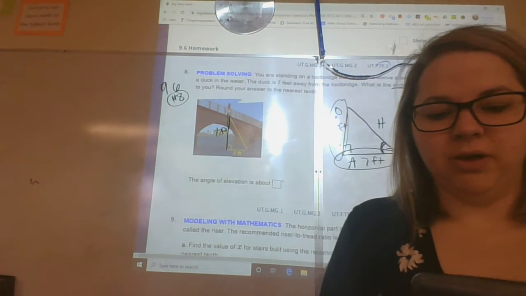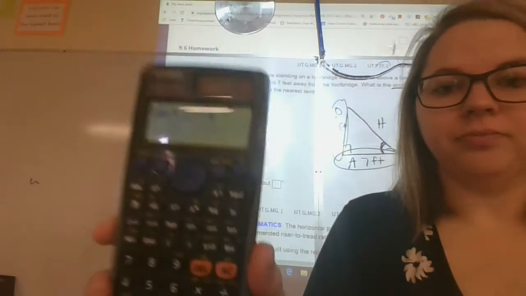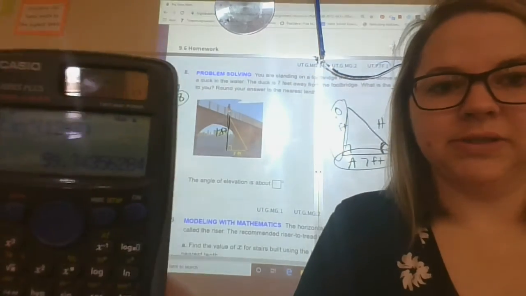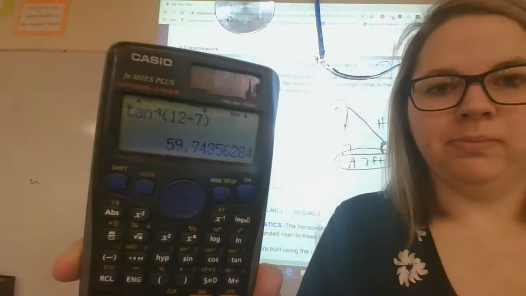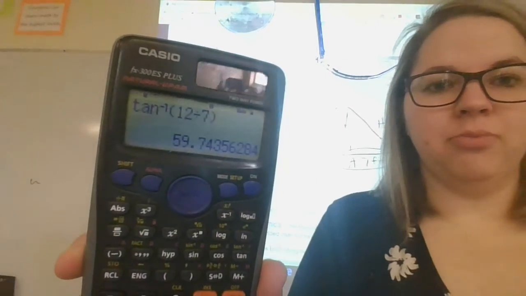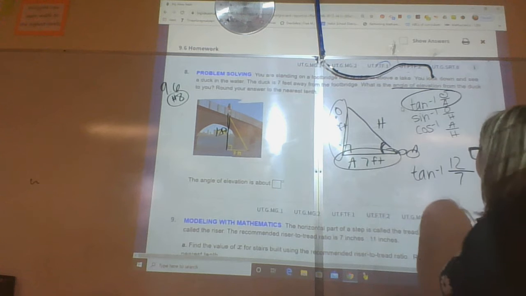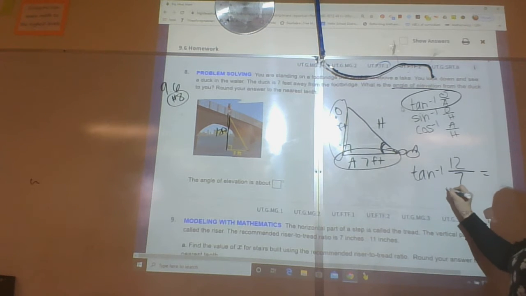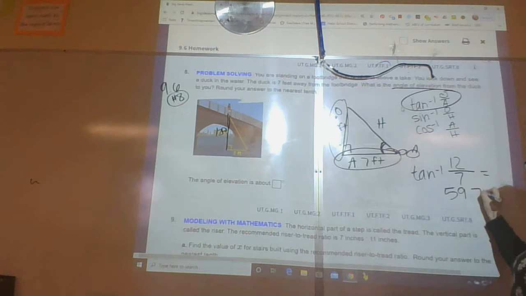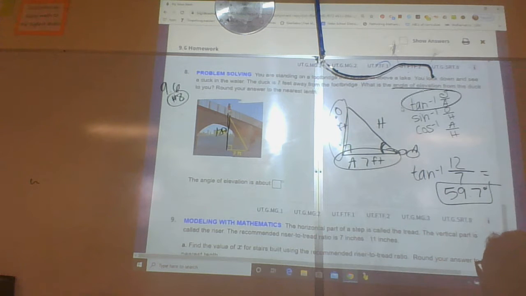Now I'm going to put 12 over 7. So it looks like that. Hit equals. Woo. I got 59.7. So this is equal to 59.7 degrees. And that's what you would put in your little box there, and that would be correct. 59.7, let me make my point bigger. I hope that makes sense.